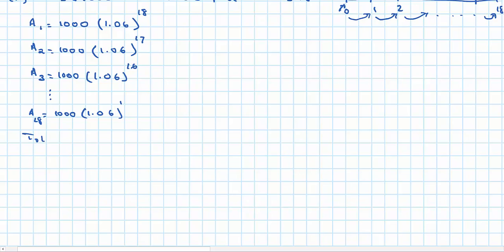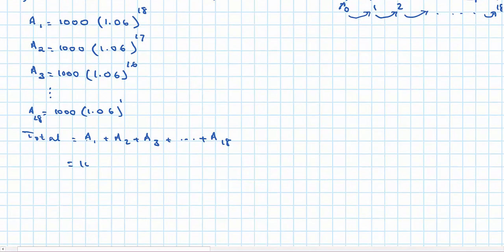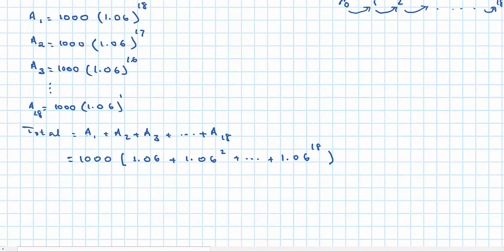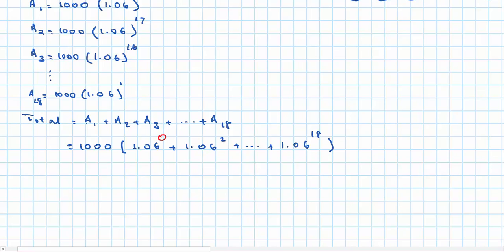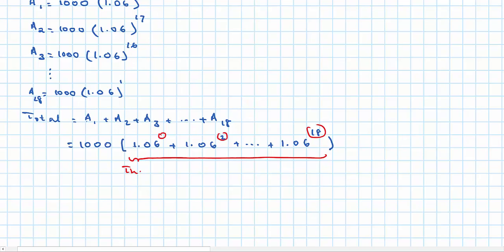Total amount is going to be all of those added. All of them have $1,000. Can take that out as a factor, and I'm actually going to now write my series from smallest index to the largest. 1.06 to the power of 18. So hopefully you can see there are 18 terms. We're starting with 1, 2, and so on all the way to 18. We need to write this as a geometric series. My first term is 1.06. My ratio is 1.06. And the number of terms is 18.